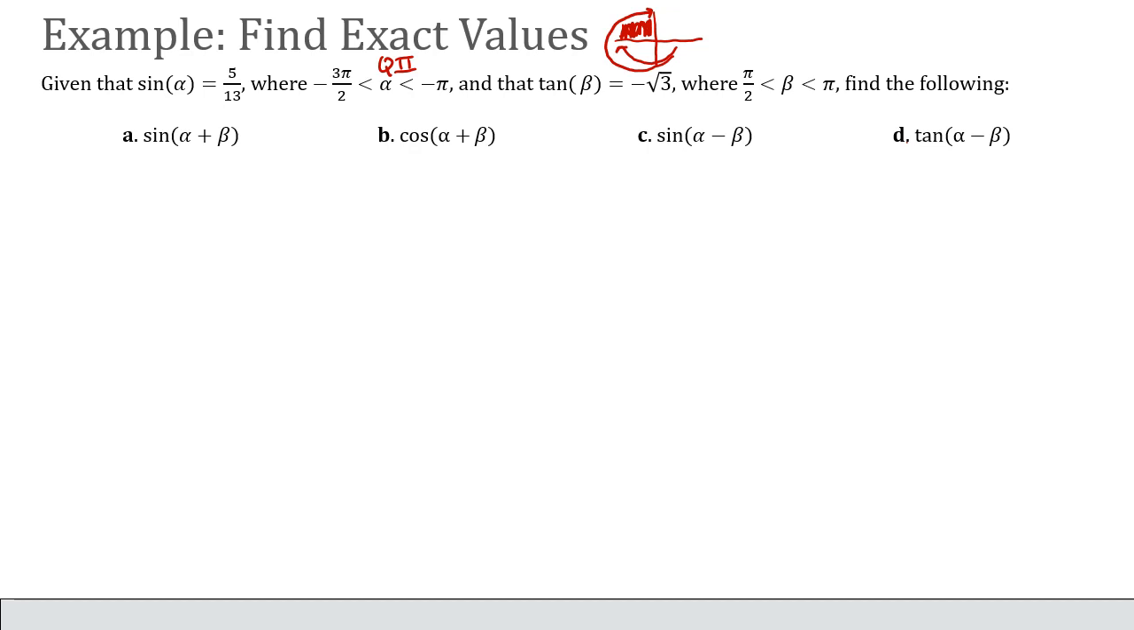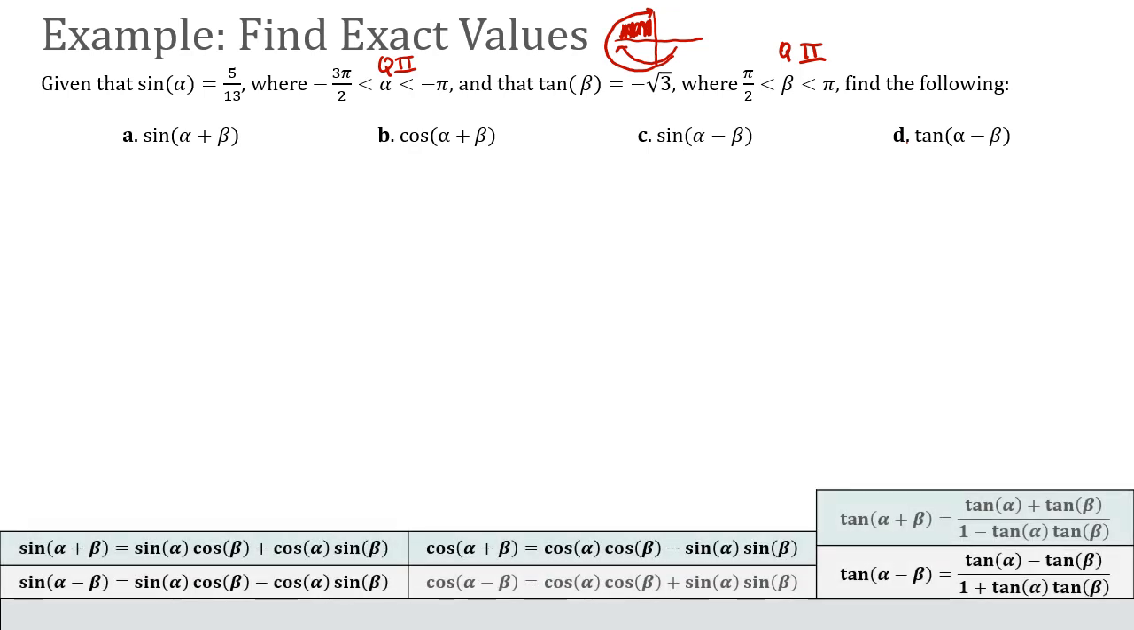All right, the second piece of information that's given is that the tangent of beta is equal to negative square root of 3, where beta is between pi over 2 and pi. So this one's also going to be in the second quadrant. Okay, and so part A says to find the sine of alpha plus beta.